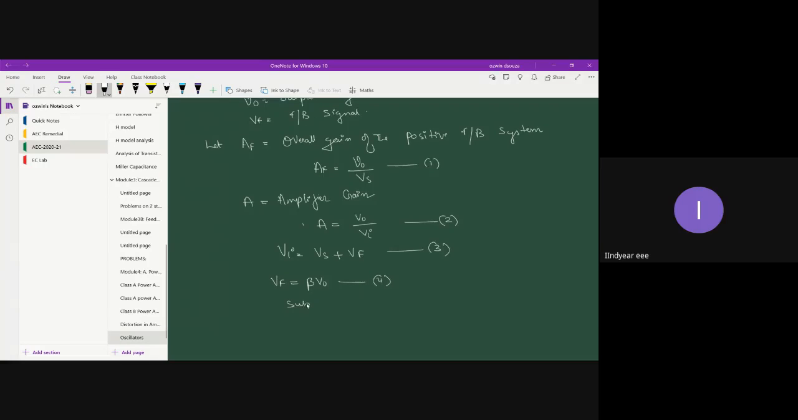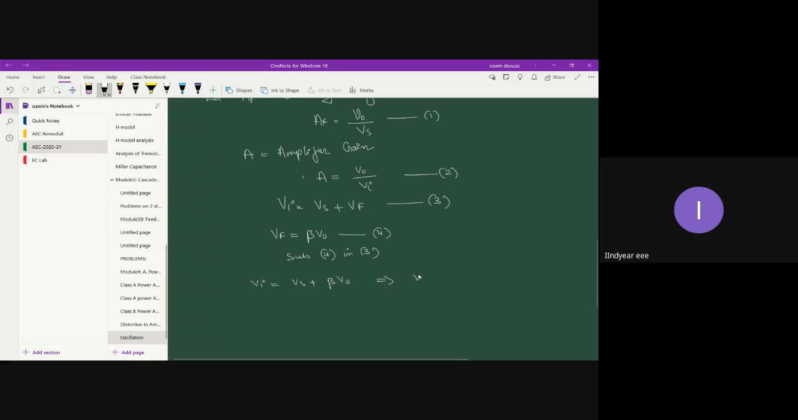Let's substitute 4 in 3. So what do we get? We get Vi is equal to Vs plus beta into V naught. That implies, because we need to establish a relationship between output voltage and the source voltage, let me keep the source voltage on the left hand side. So source voltage Vs is equal to Vi minus beta V naught. This is equation 5.